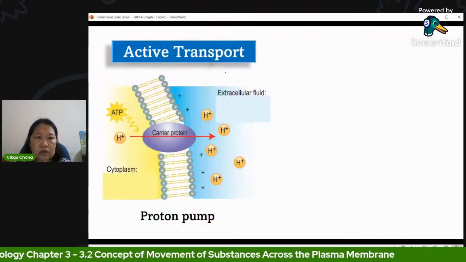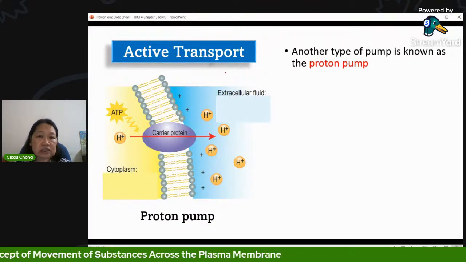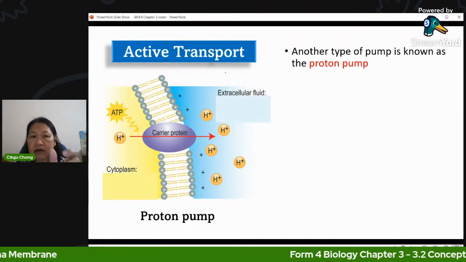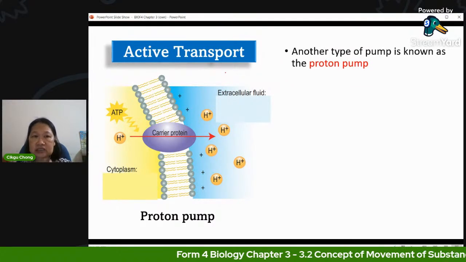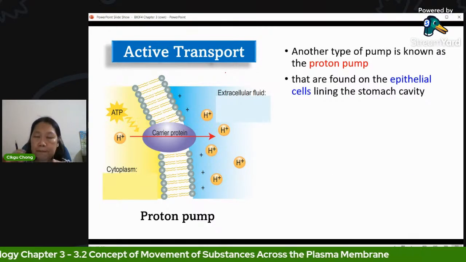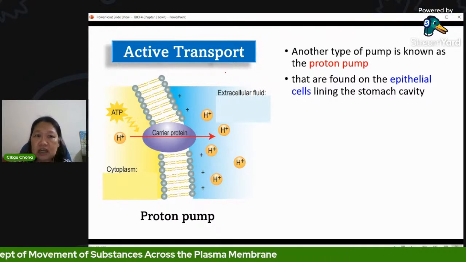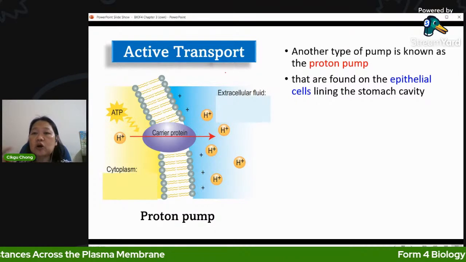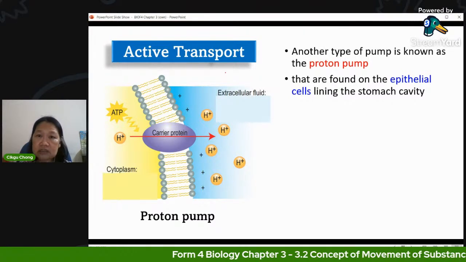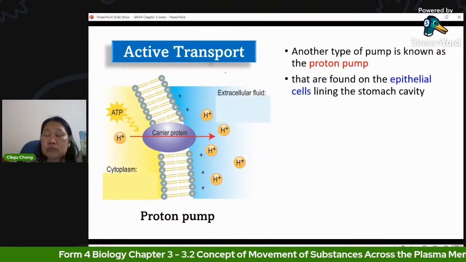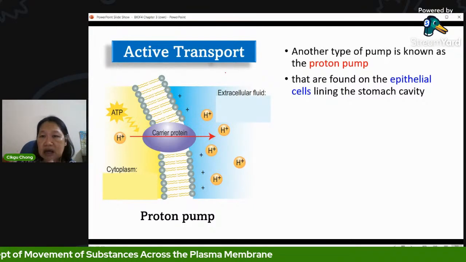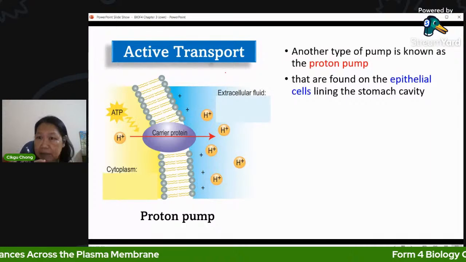Now, this is another pump. Another pump is known as a proton pump. The proton pump is in the cells of the stomach, the gastric cells, the epithelial cells lining the stomach. These cells actually produce acid, and this is the acid that makes your digestive juices acidic. These cells are producing acid into the stomach lining.